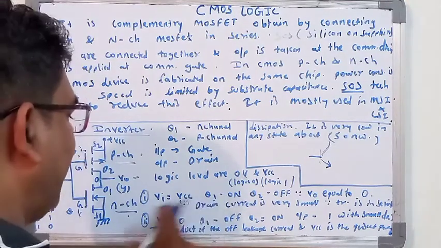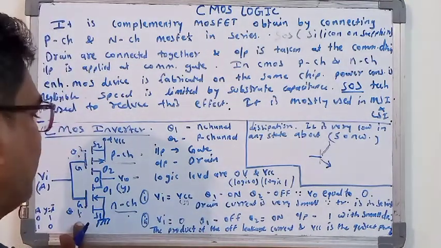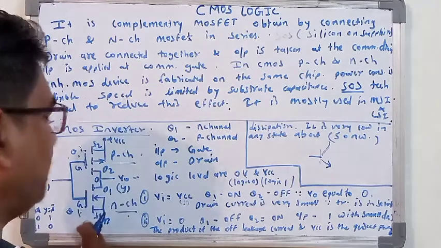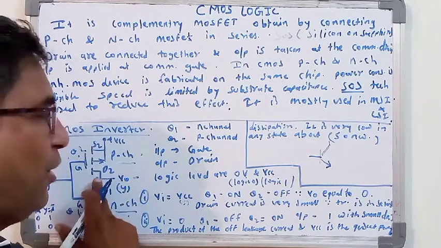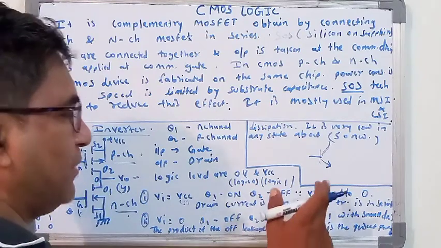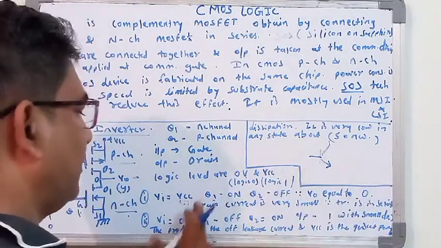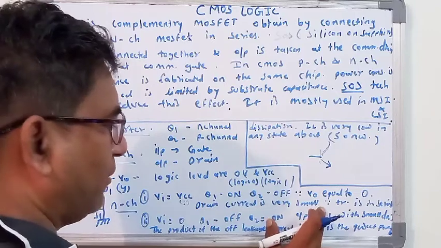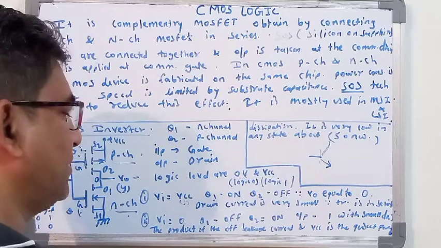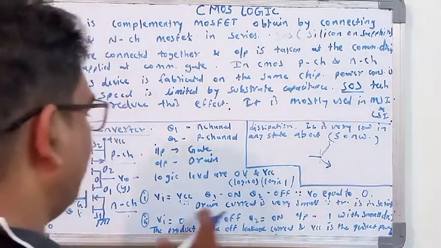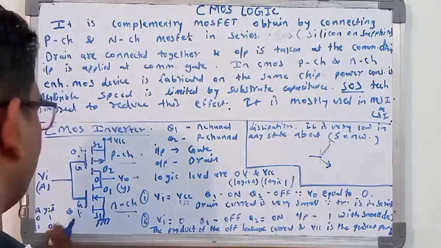So at that position, Q1 and Q2: Q1 is in the on condition, and Q2 is in the off condition, and that's why VO is equal to 0. The drain current is very small, since the transistors are in series, and the output we are going to obtain is 0.